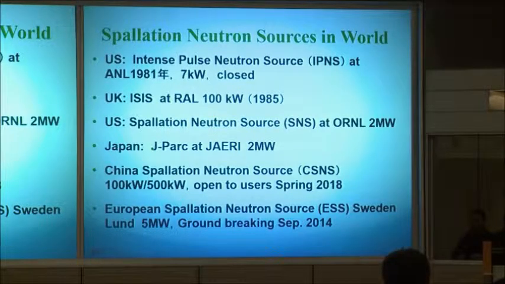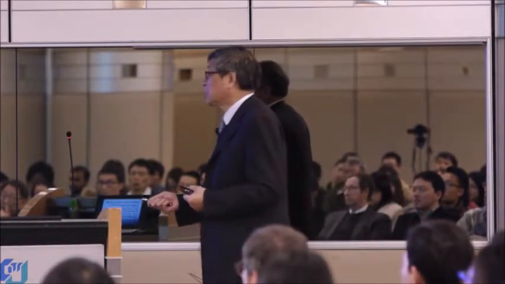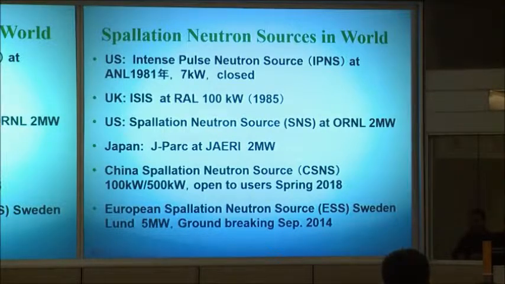The US spallation neutron source is at Oak Ridge, it will be 2 megawatts. Japan has J-PARC at Tokai. In the future it will also be 2 megawatts, but in the meantime they only reach 350 kilowatts. And China's spallation neutron source will open for use in 2018. In the first stage it is 100 kilowatts, and it will be upgraded to 500 kilowatts. I will give more detail about it.